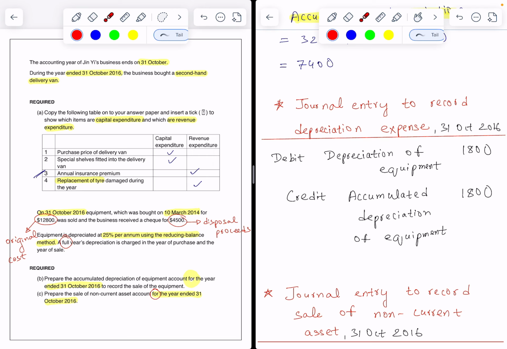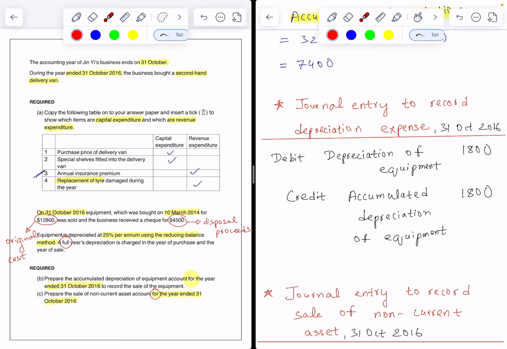So this journal entry to record the depreciation expense specific to year 3 for the year ended 31st of October 2016 is first to debit depreciation of equipment because expenses are going up in value, and when expenses increase in value, we debit them. And then we credit the accumulated depreciation of equipment account by $1,800 because accumulated depreciation is a contra asset account, which means when accumulated depreciation increases, we credit it, okay? Now, you will know why we need to understand this journal entry when we prepare the ledger accounts.